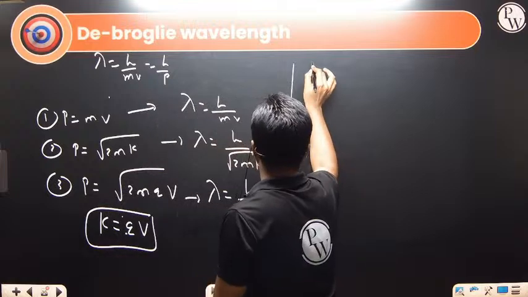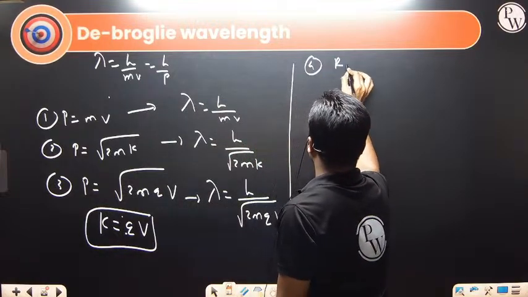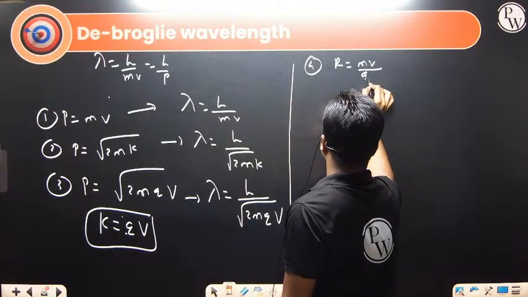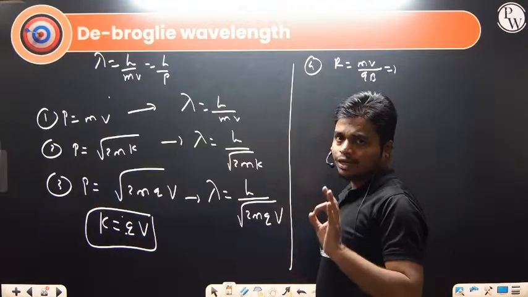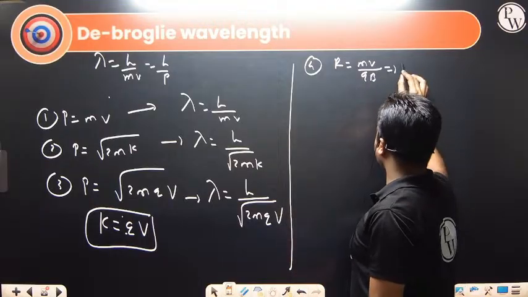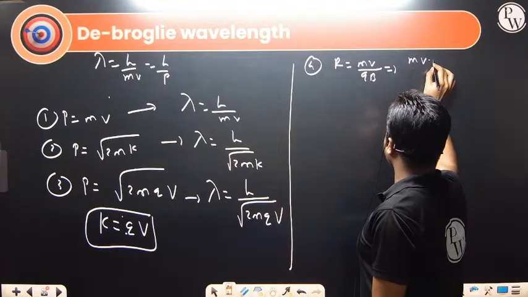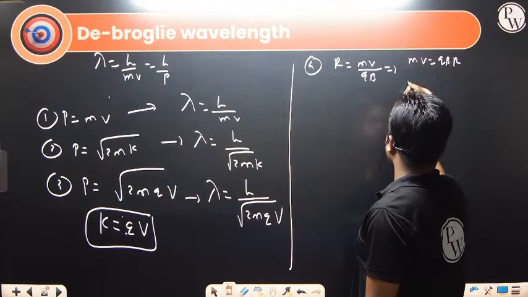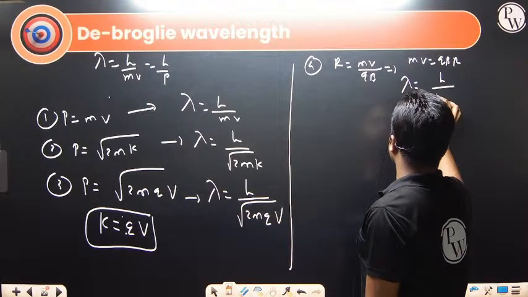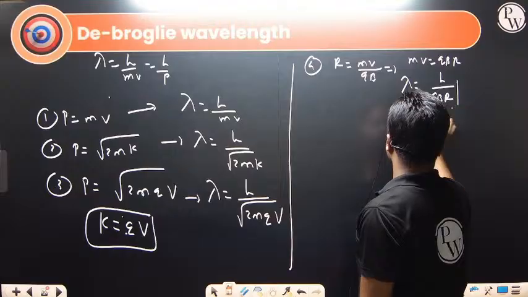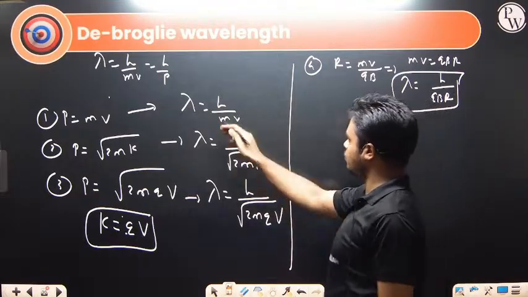We also know the formula r is equal to mv by qB, for a charged particle moving in a magnetic field, the radius is given by this. So from here we can write m into v is equal to qBr. So what is lambda from here? h divided by qBr, because lambda is h divided by mv.